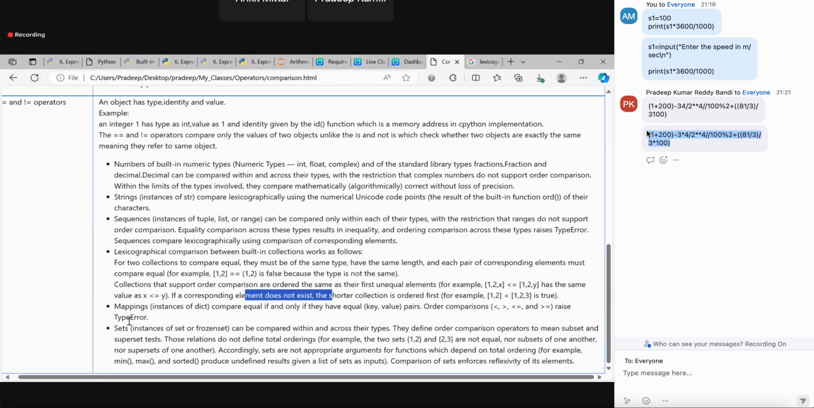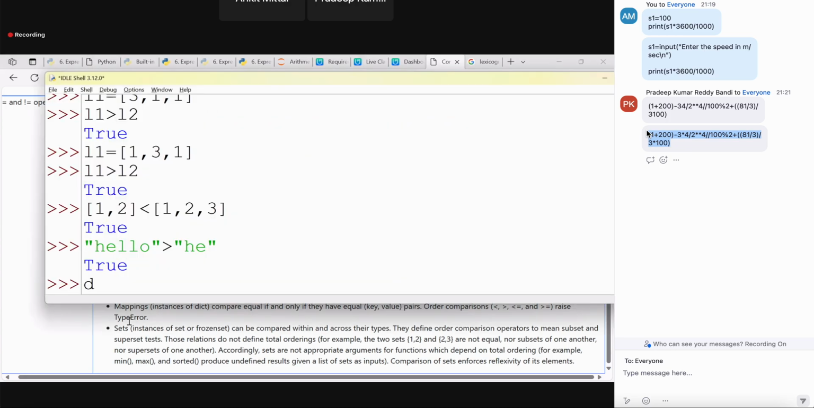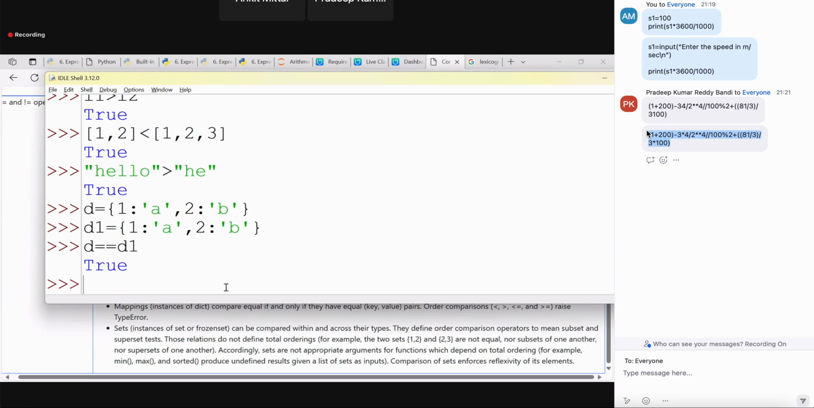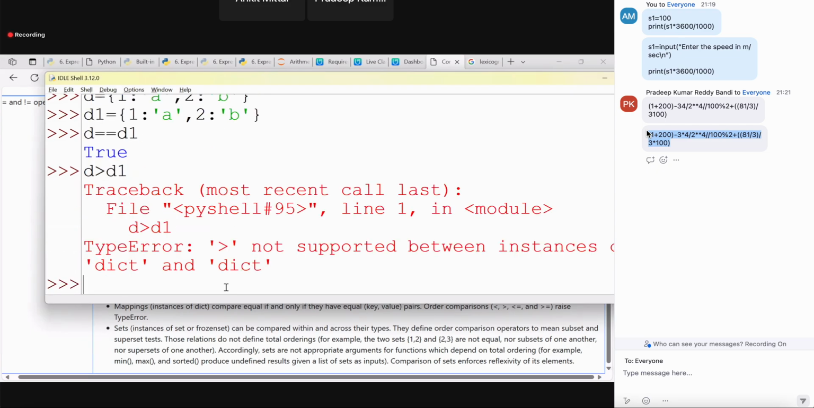Next, mappings, meaning dictionaries. They compare equal if and only if they have equal key-value pairs. Order comparison is not possible; only equality we can do. So here D equal to D1 is true, but we cannot do order comparison. It will raise a type error. Whenever you see a type error, remember it is talking only about the data type: for that particular data type, that operation is not supported.